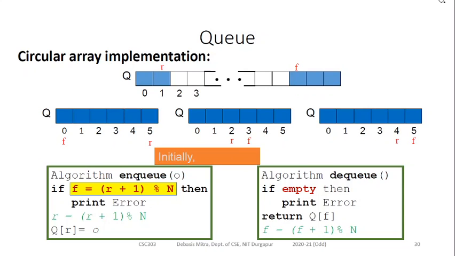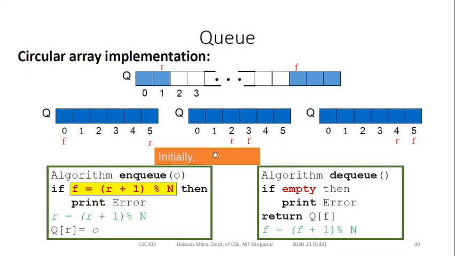Just check, I have given some example. See, this is the full condition when I have F and R. This is the most normal situation where I have inserted elements from the front, one by one, and reached the end, and the entire array is now full. So I cannot allow any more insertion or enqueue operation. My front stands at index 0 and R stands at index n minus 1. So this condition is also getting satisfied.